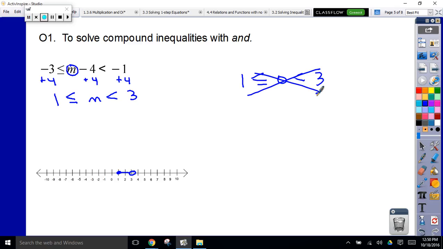Next, I'm going to try 2. 2 should work. So if I have 1 is less than or equal to 2 is less than 3, that's true. That works. And you can also check it back in the original inequality. I could do 2 minus 4 is negative 2. Negative 2 is in between negative 3 and negative 1. So you can check points that are inside of what you've graphed and outside of what you've graphed to make sure that they make the inequality true.